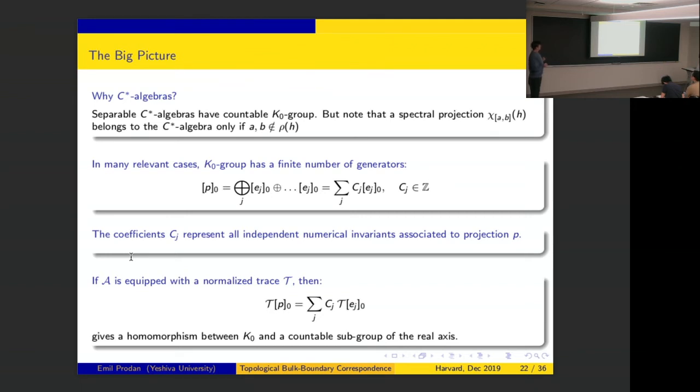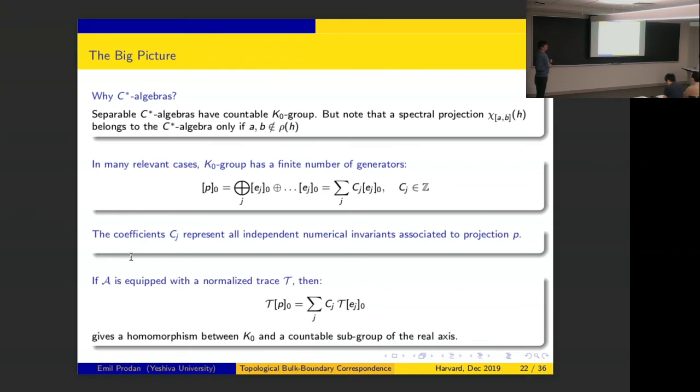Now, the thing becomes very useful when the K group has a finite number of generators. So if you take any projection from the algebra, then its class can be decomposed in terms of these generators. So all of a sudden these integer coefficients show up, and these coefficients represent all independent numerical invariants that can be associated to a projection. So I was mentioning the Chern number, but the big question is: is there anything besides this Chern number? And here is the answer. Besides these coefficients Cj, there is nothing you can associate with a projection.